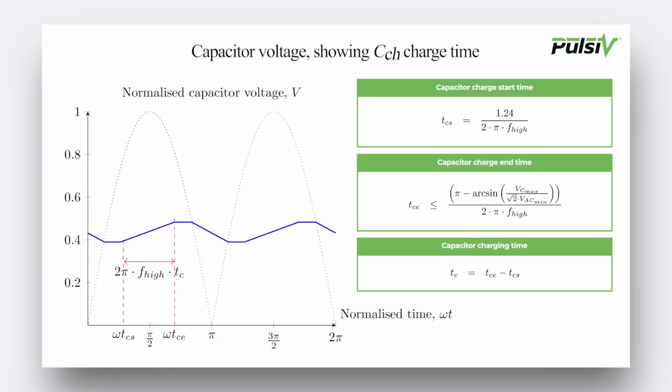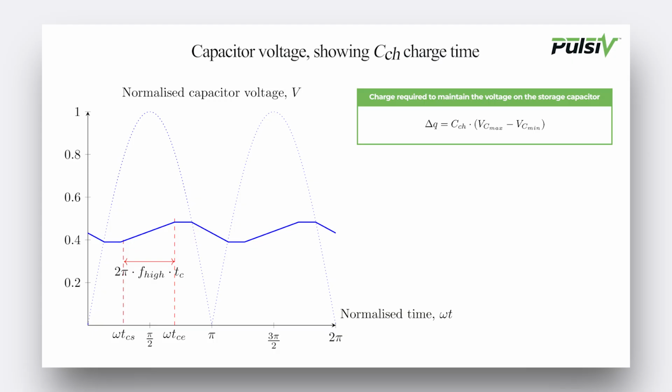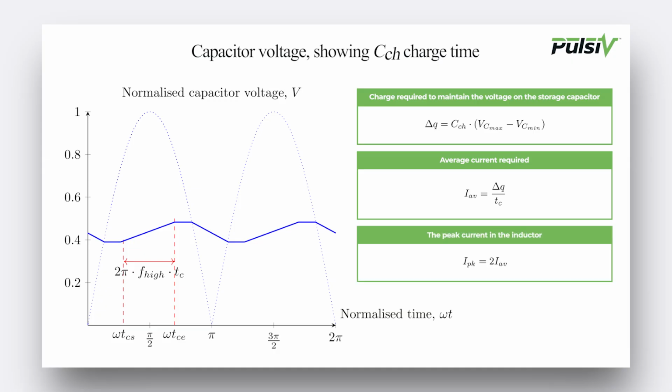The Pulsiv Osmium microcontroller will determine the start of the charging process. The charge required to maintain the voltage on the storage capacitor is given by the following equation. The average current required is calculated using the following equation. From this, the peak current in the inductor is calculated using the following equation.